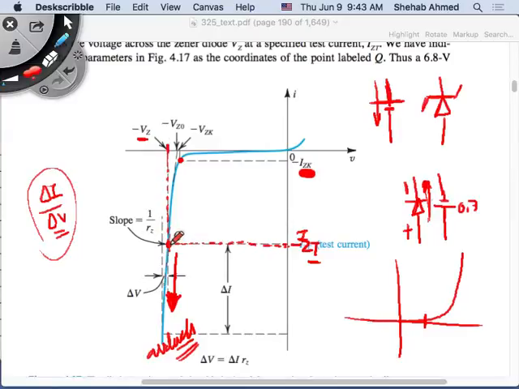So from the datasheet, you can actually draw this, right? They gave you this point, and they gave you the tangent at this node. They also gave you this point, and they also gave you the tangent at this point as well, right?